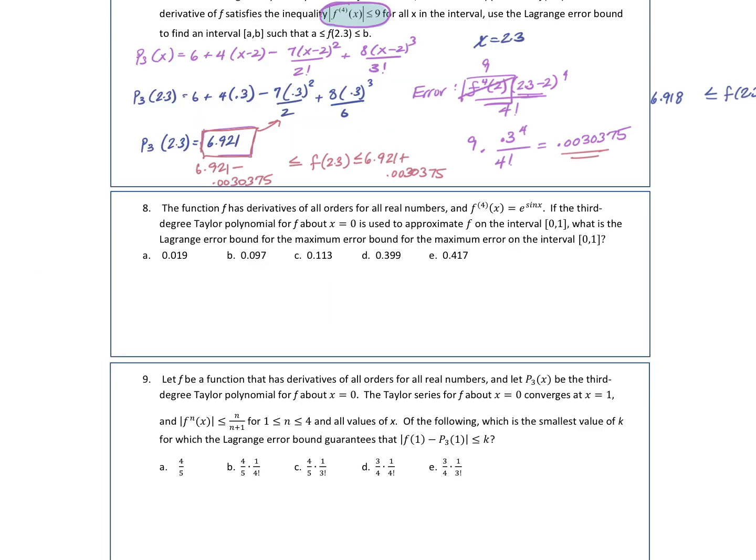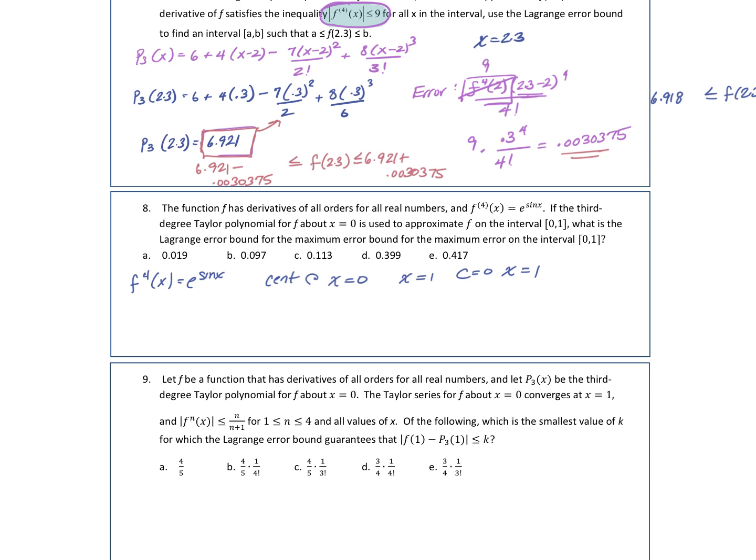All right, for number 8, they're talking about a third degree Taylor polynomial. So when we do the error here, it's going to be the fourth derivative, but they're giving us that. So we have f4 of x is e to the sine of x. We know it's centered at x equals 0. They're saying on the interval 0 to 1, so that tells me that x is equal to 1. So the center is 0, x equals 1.